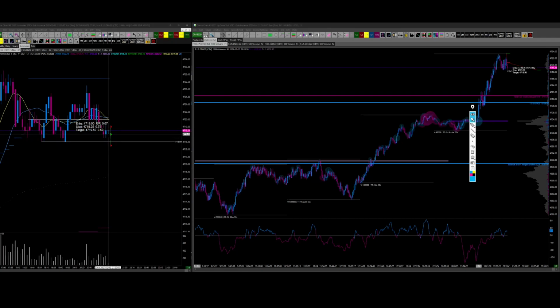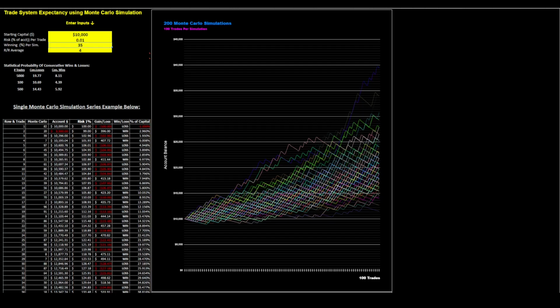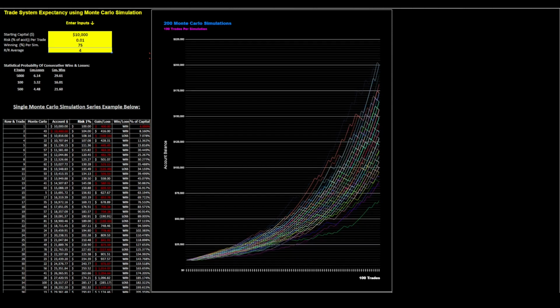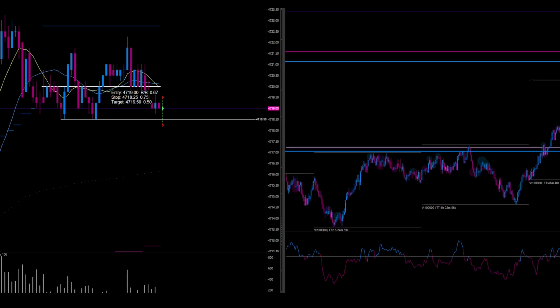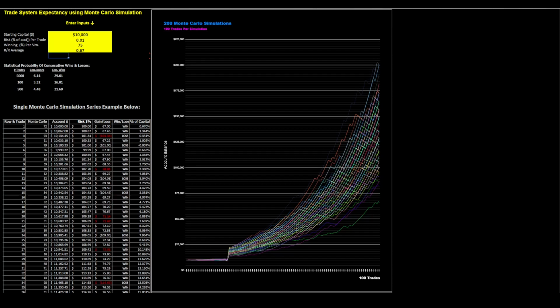You get this 75% of the time. Is this a viable strategy for you if you're a scalper? Let's go look at it in Monte Carlo. Okay, so we're risking 1% on a $10,000 account. Let's put the winning percentage in. And we're saying that it's a 75% win rate with a risk reward average of, what was it, 0.67 Rs. How does that look?